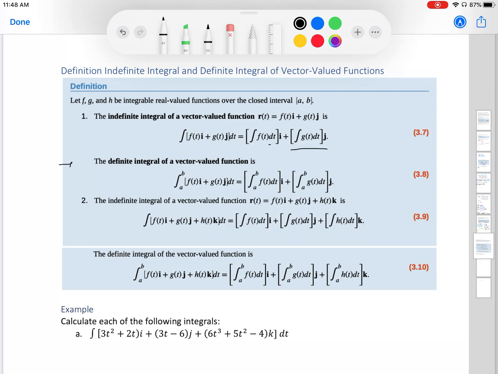The definite integral of a vector valued function is the integral from a to b of f of t i plus g of t j dt, which is equal to the integral from a to b of f of t dt i plus the integral from a to b of g of t dt j. All of this also applies to three components.